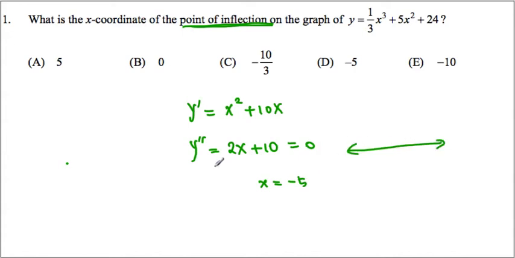Now, since this is a linear function, before x equals -5, for example if you had to plug in -6 here, it would have been negative. If you had to plug in a number greater than that, for example 0, then this would be positive. So you can see that the concavity changes at -5. So the x-coordinate of that happening is this one.